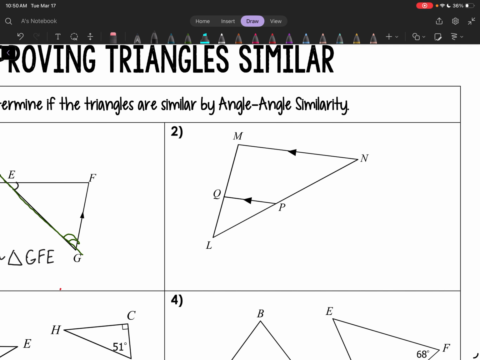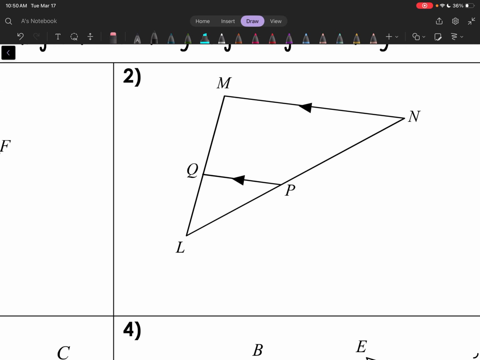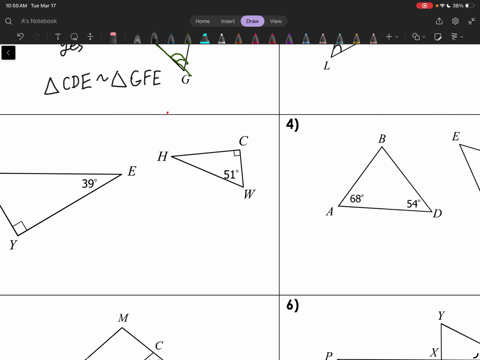You can do number 2, but I do want to show you angle L is a shared angle on both the triangles. It is congruent to itself. You only need to find one more angle. You didn't even have to use angle L at all though. But anyway, just so you know.